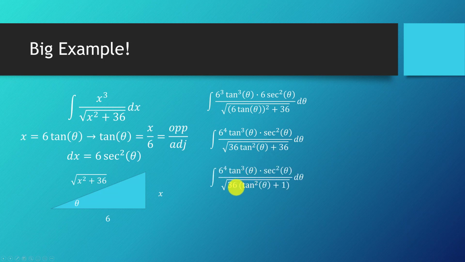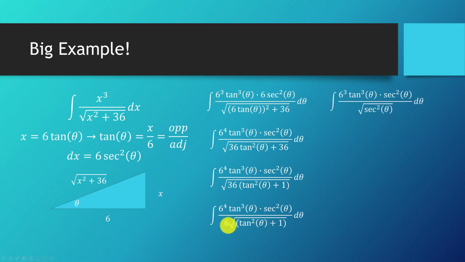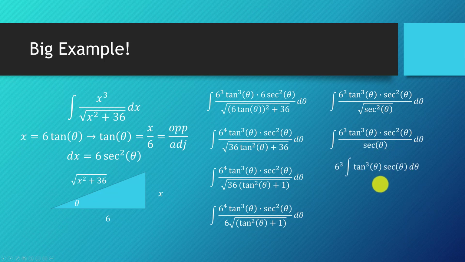Let's factor that 36 out in the bottom. And then let's apply the square root to the 36. And that'll give us a 6 in the denominator. The next step, we're going to again lump the 6's together. 6 to the 4th over 6 is 6 to the 3rd. And then we're using the identity, tan squared theta plus 1 is secant squared theta. Next, we're going to apply the square root, so that's secant theta. Then we're going to cancel one of the secant thetas, and we'll be left with 6 to the 3rd, tan cubed theta, secant theta.